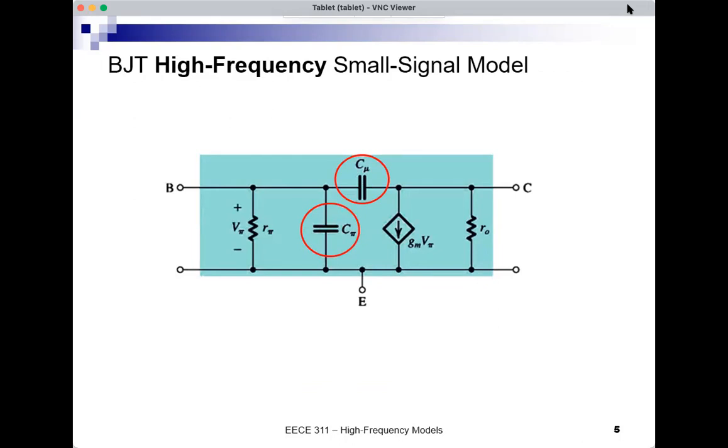So C pi is in parallel with R pi, and maybe that's why it's called C pi. And C mu is between the base and the collector. So two capacitors. There is a third capacitor that we generally won't include in this course. So again, two capacitors. Whenever we have a BJT, there are also two capacitors that come with it.